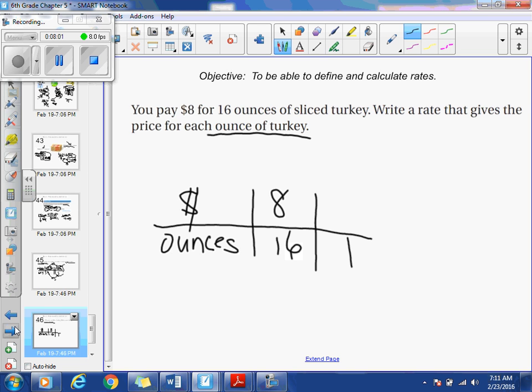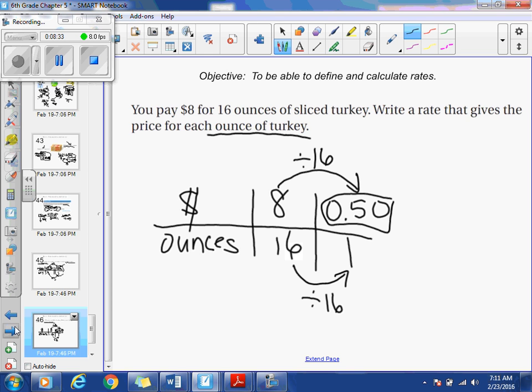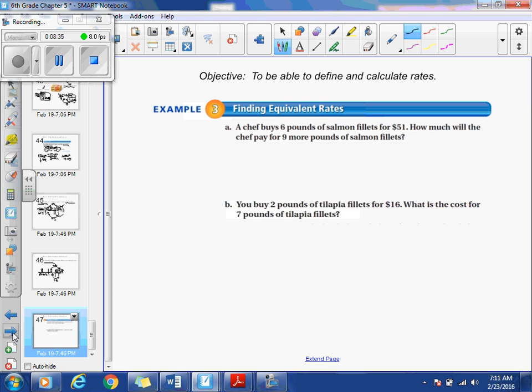So again, think about our lemonade recipes. When you make a good recipe, you have to either multiply or divide each ingredient. You can't add or subtract. So how do I get from 16 to 1? By multiplying or dividing. I divide by 16. If I'm going to divide my ounces of turkey by 16, you better hope that I don't have to pay as much as I did for 16 ounces. So we're also going to divide our cost by 16. And if I do 8 divided by 16, I get this. All right, 50 cents. So 1 ounce of turkey costs 50 cents, or half of a dollar.